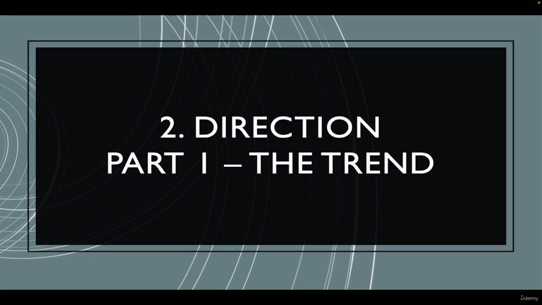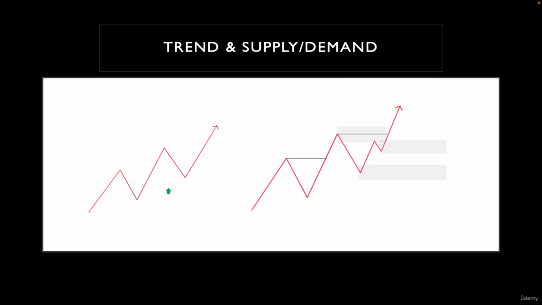Hello and welcome to the video. This is the second step in the process, which is ensuring that the direction is aligned with our trigger candle. Now there are two parts to this theory lesson. The first part is identifying the trend, and the second part is supply and demand.